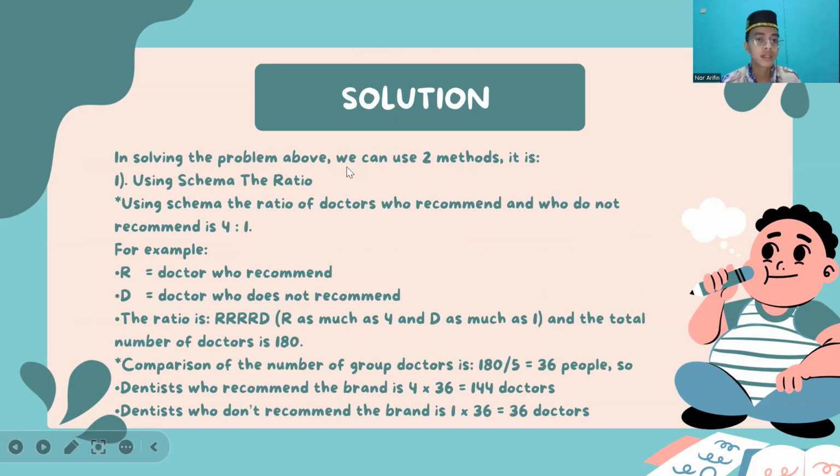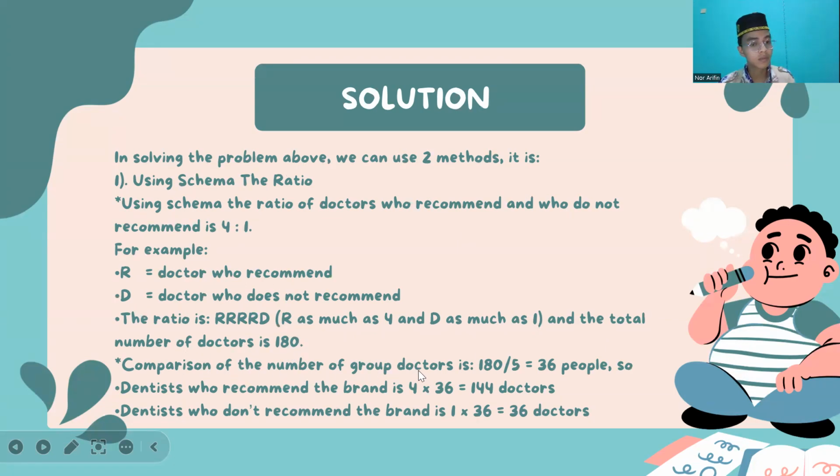In solving the problem, we can use two methods. The first one is using a ratio scheme. Using the scheme, the ratio of dentists who recommended and who do not recommend is 4 to 1. For example, R is dentists who recommended and D is dentists who do not recommend. The ratio is R as much as 4 and D as much as 1. And the total number of dentists is 180.